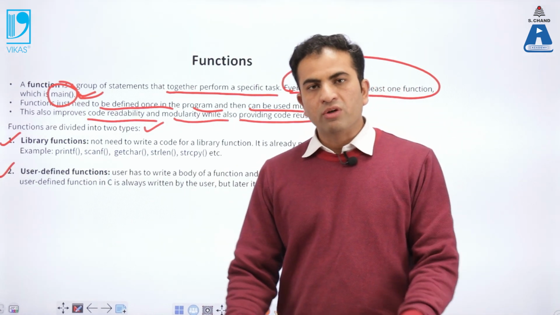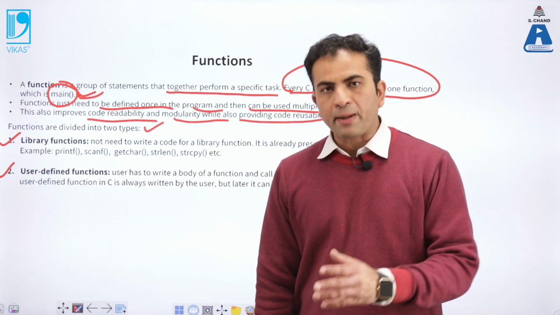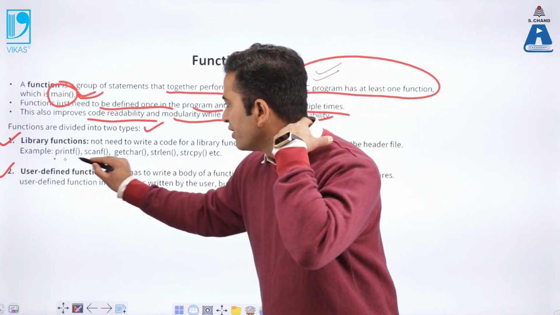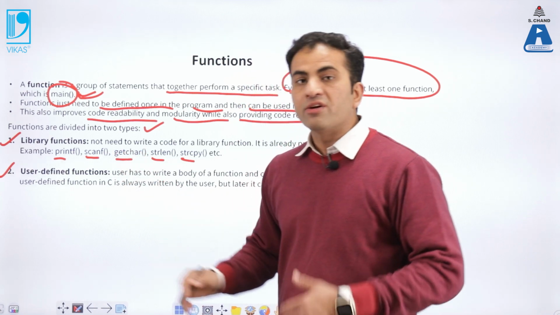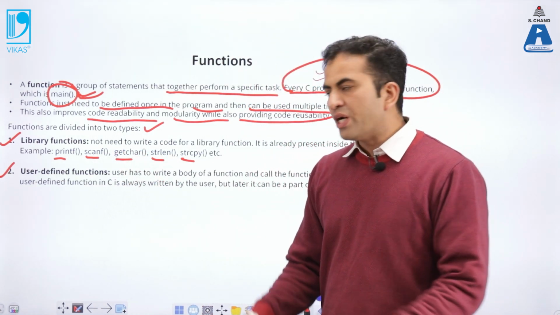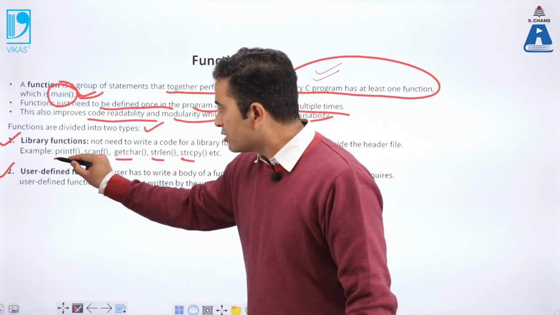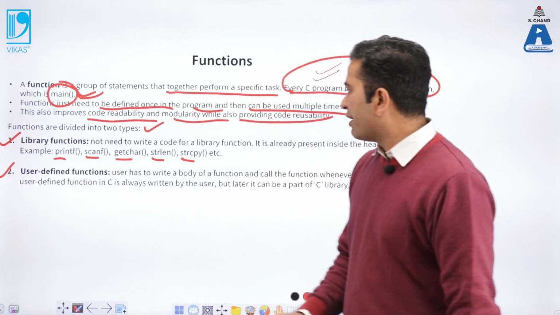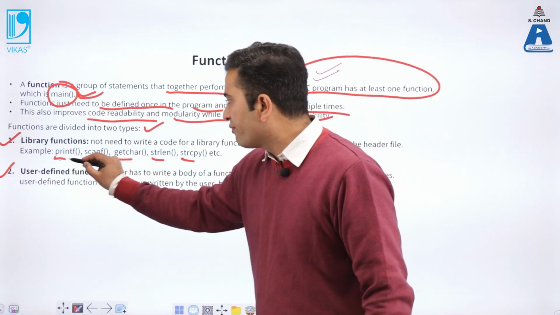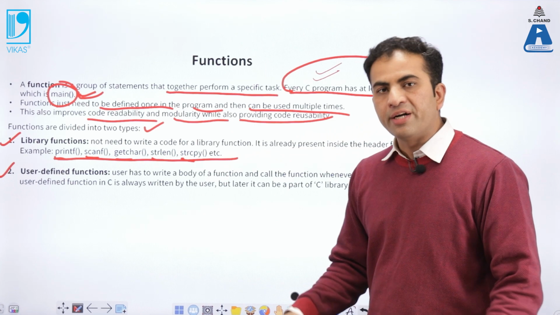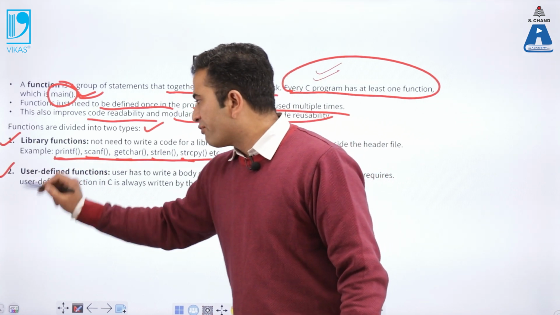Library functions are those functions whose meaning is written in our header files, whose meaning is known by the compiler, like printf, scanf, getchar, string length, string copy. We are not writing the code for printf and scanf. We are just using these functions, and the meaning of printf and scanf is saved in the header file, that is the standard input output header file. So these are called library functions, whose meaning is already provided to the compiler in the form of header files. The second is user defined functions.